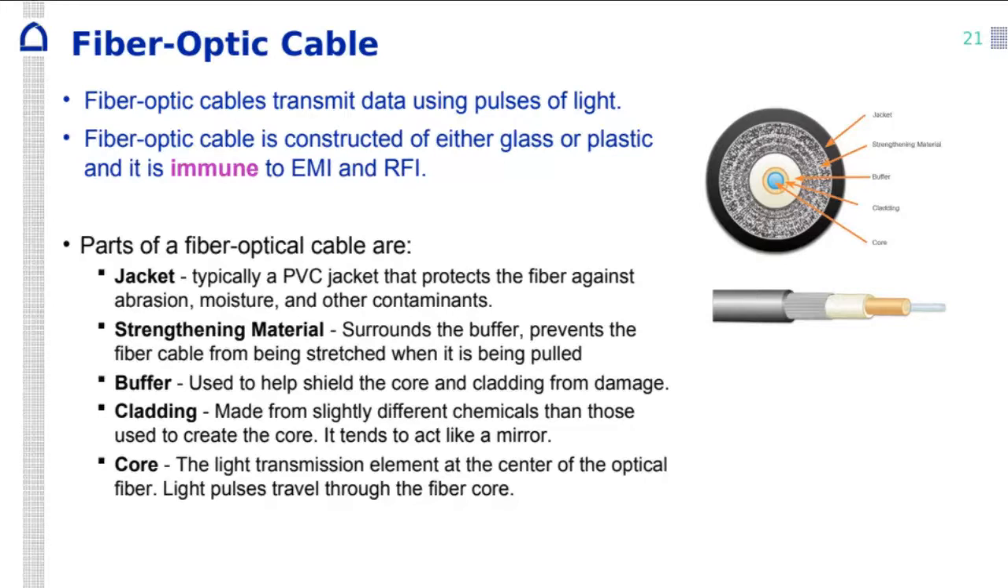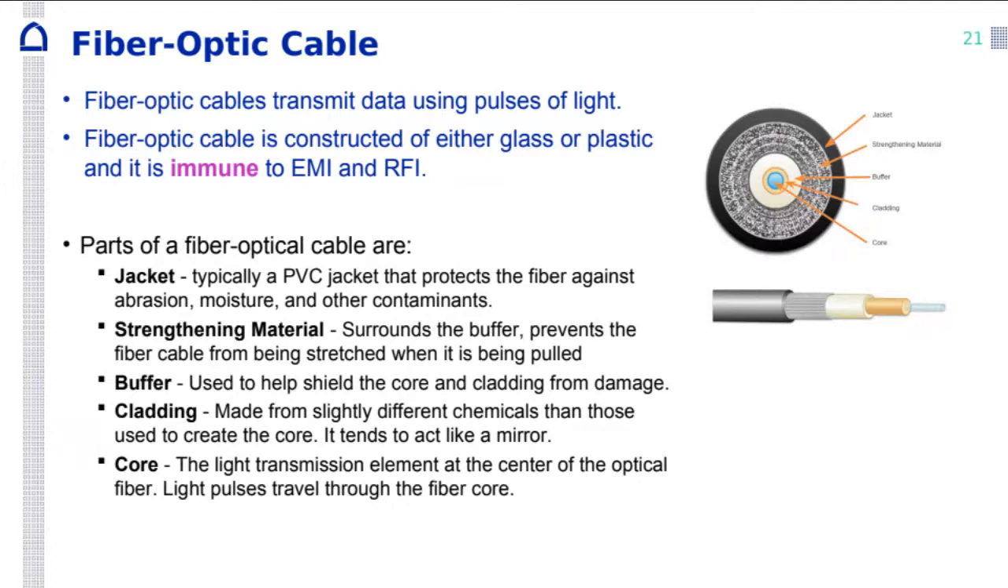Fiber optic cable. Fiber optic uses pulses of light, and it is constructed of either glass or plastic. The biggest advantage about it is that it's fast and it is immune to EMI and RFI.